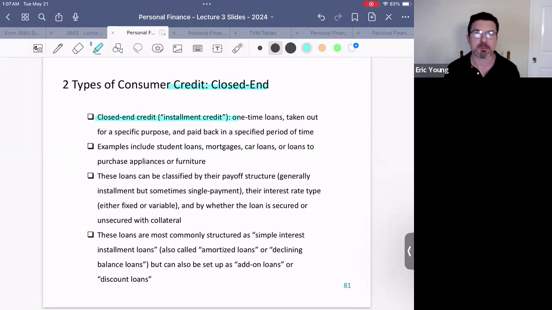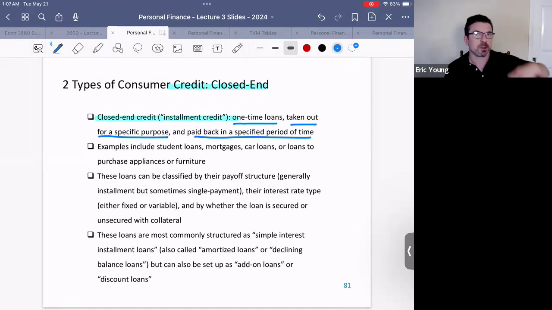Closed-end, the other type of credit, this is not credit cards. In contrast, closed-ended credit refers to one-time loans. These loans are taken out for a specific purpose and they're paid back in a specified period of time. The complete opposite of a credit card. Credit cards, it's revolving. You can just charge and charge and charge. Closed-ended credit, it's a one-time loan. Credit cards, you can buy whatever you want to buy.